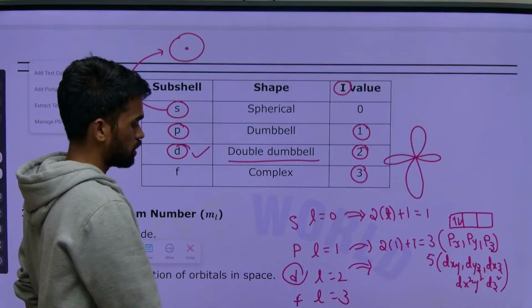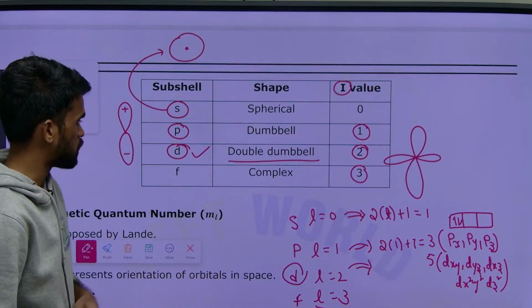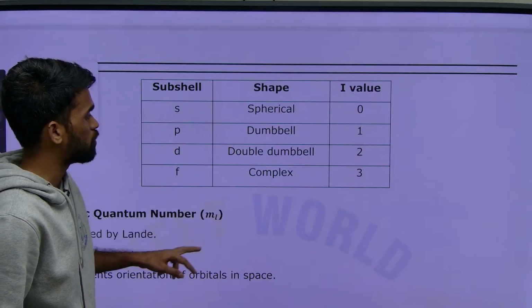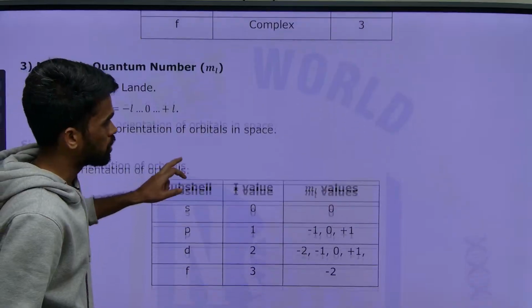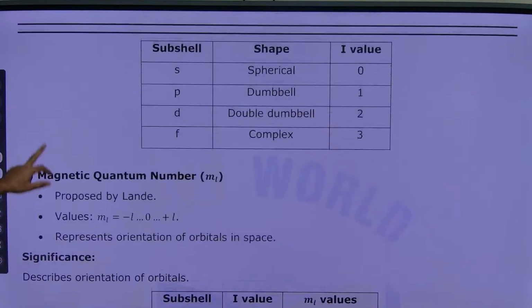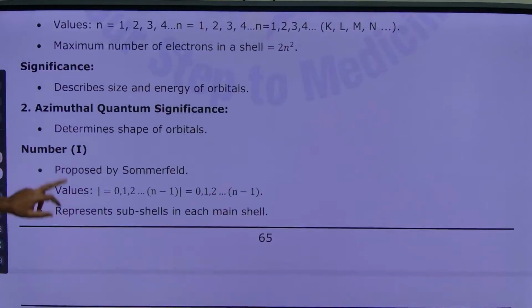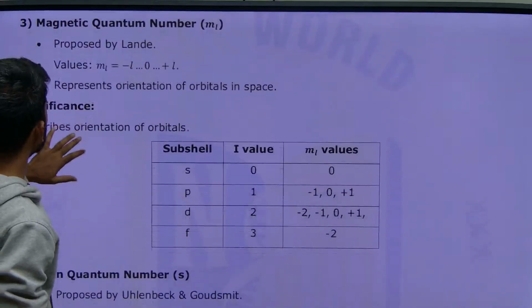And what about L equals 3? There will be 7 f orbitals possible, and they have a complex shape that we cannot represent here on the 2-dimensional sheet. Okay, right. Just take these points, make a note, and go through the notes once again. That's it.